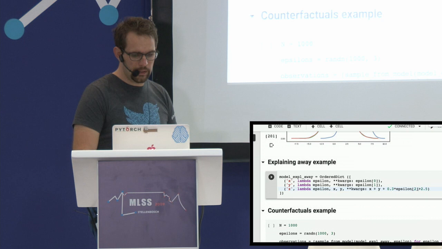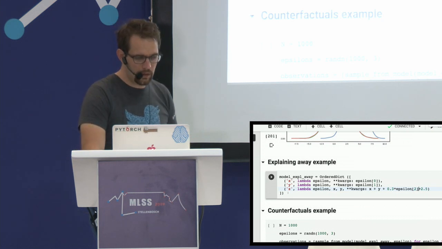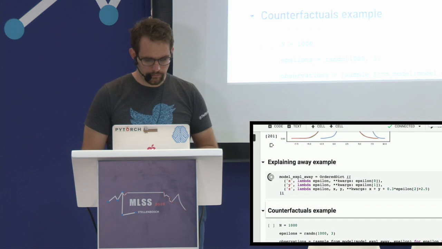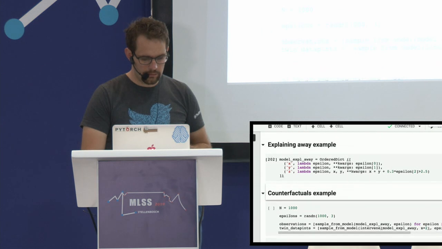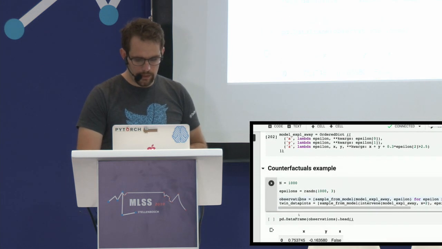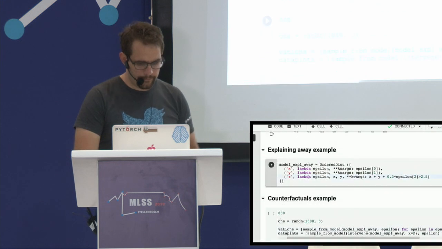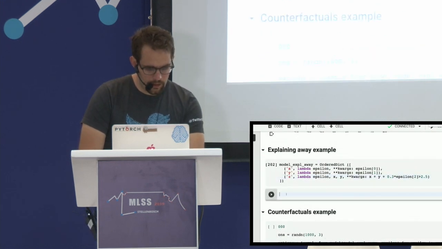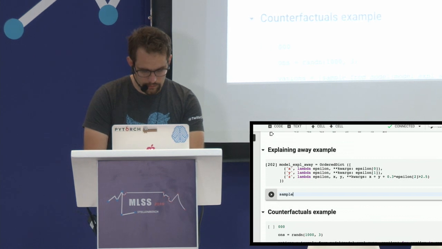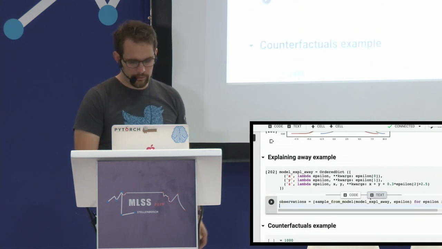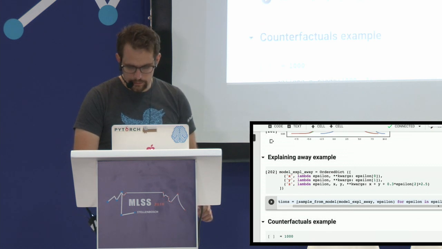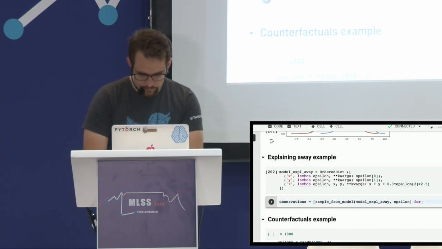So z is a binary variable, x and y are real valued. So what I'm going to do here is sample from the model. I'm actually just going to copy this. So I'm going to sample from the model n times, 100 times.